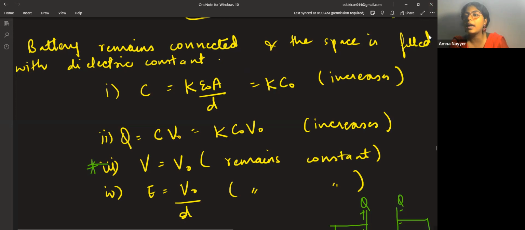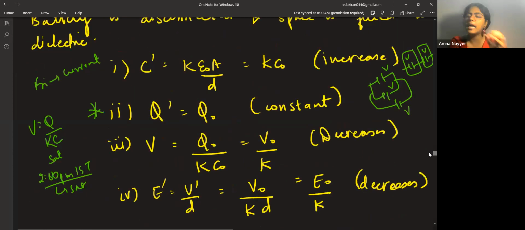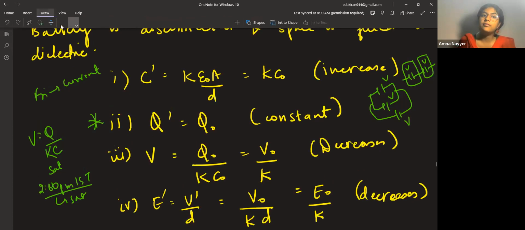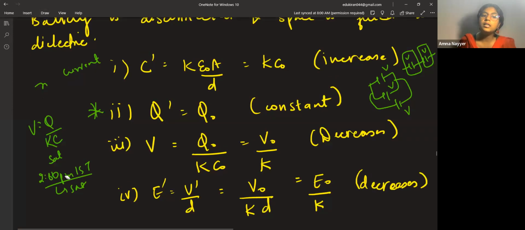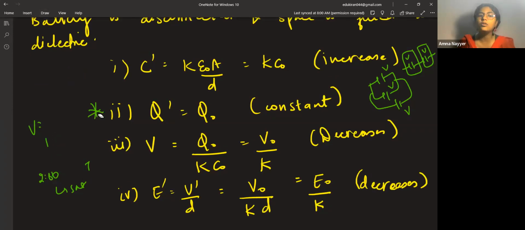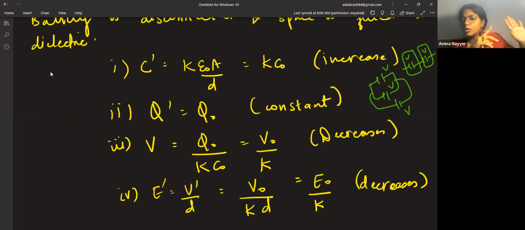Now coming to when the battery is disconnected. See, when the battery is disconnected, dielectric slab is placed. See, capacitance will be increasing. Why capacitance will be increasing? Because you are already having capacitance value for conductor, so that will increase. Now, I have told you charge will remain constant when we are talking about battery disconnected. Battery connected, potential was same. Battery disconnected, charge is same. Please remember this line. Capacitance will increase in both of them.